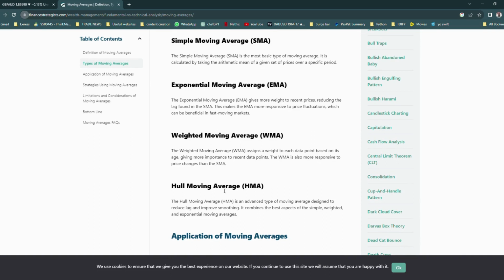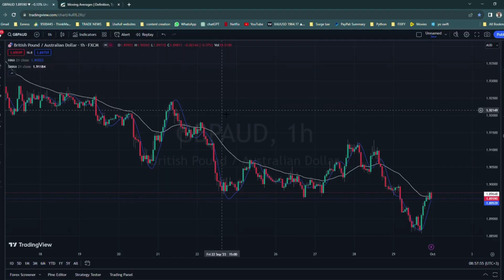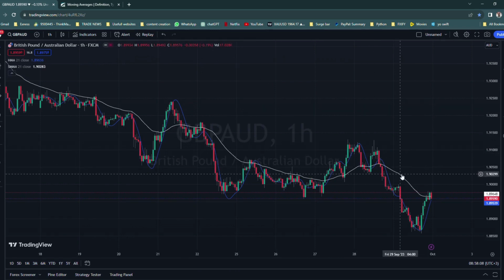So we have simple, exponential, weighted, and Hull moving average. So simple is basically the simplest. It's a moving average calculated by taking the arithmetic mean, or the average, of a price across a specific time frame. So you can ask the charts to give you an average price for the last 10 days. So they will plot a line against the chart to show you the average price at this time depending on the last 9 or 10 days you have selected.